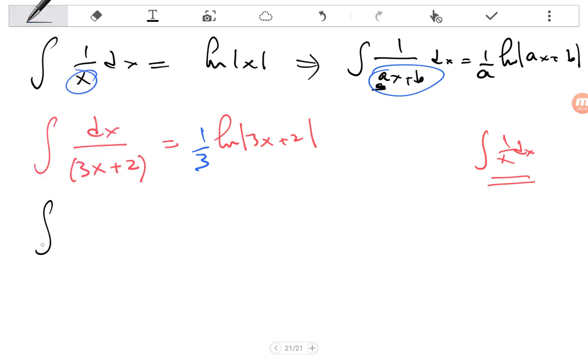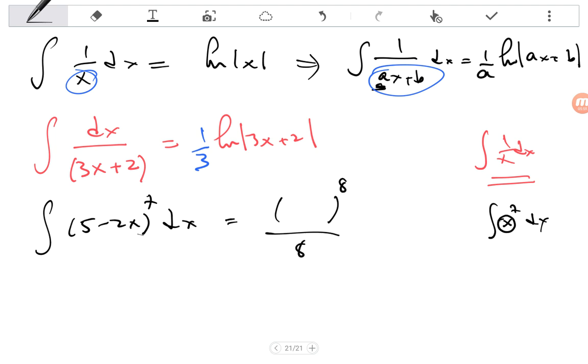What if I had the integration of 5 minus 2x all power 7? Yes, it reminds me of this one. Why? Instead of the x, I have a linear bracket. A linear bracket instead of x. So I just add 1 and divide by the new power. So that will be 5 minus 2x to the power 8 over 8, and then divide by the coefficient of x, which is minus 2. Minus 2, yes.